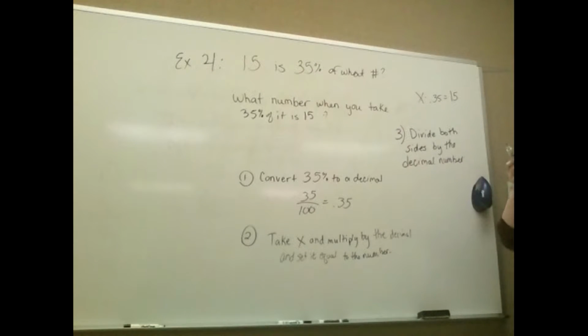All right, so Rachel, if we divide both sides by the decimal, what would I divide by? 0.35. Mm-hmm. Yep. All right, that's perfect. So we're going to divide both sides by 0.35. And if someone could tell me what that is, please, I would appreciate it. 42.86.